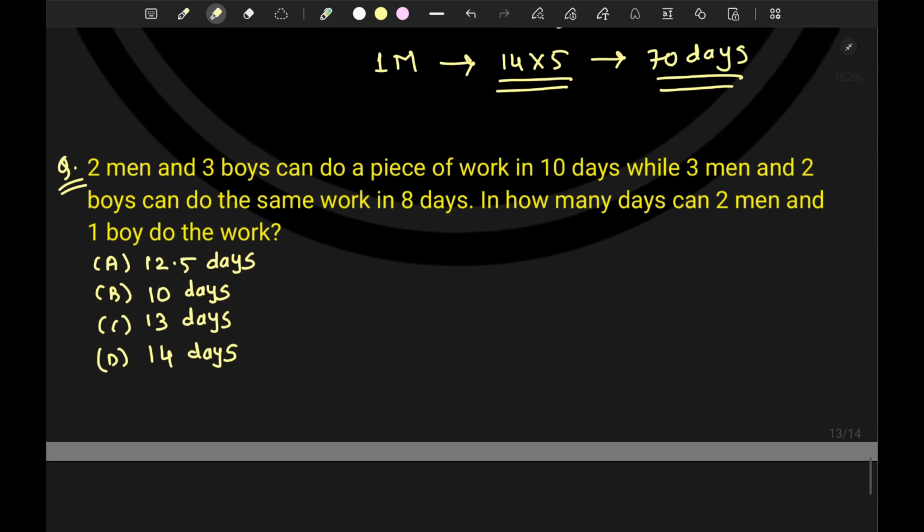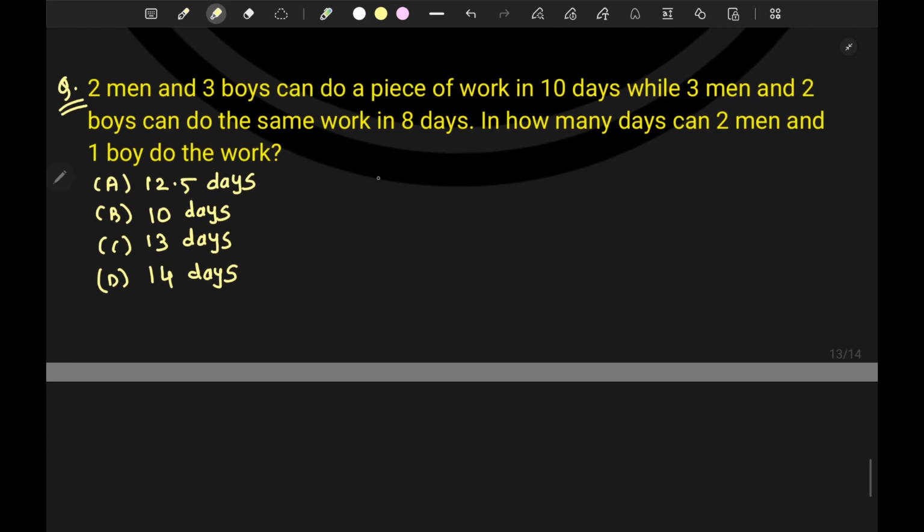Okay, let's see one more similar type of question, but here we will approach this problem in a different way. Okay, so here what is given? Two men and three boys can do a piece of work in 10 days, whereas three men and two boys can do the same work in 8 days. And they are asking in how many days two men and one boy can do this work. Let's say in X days.